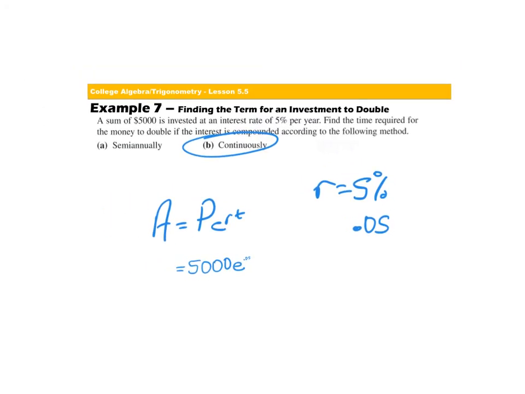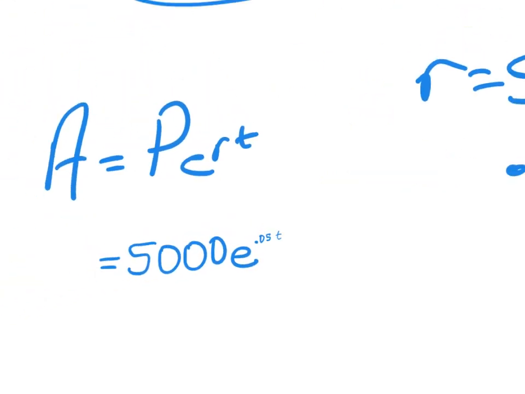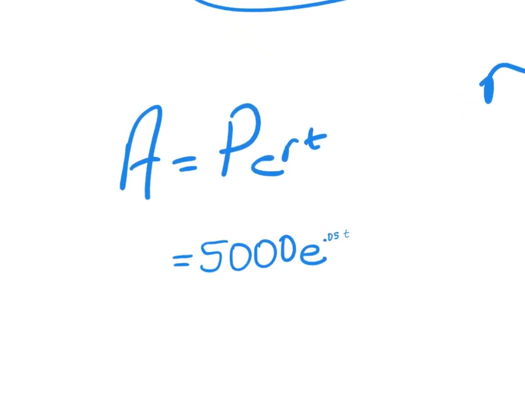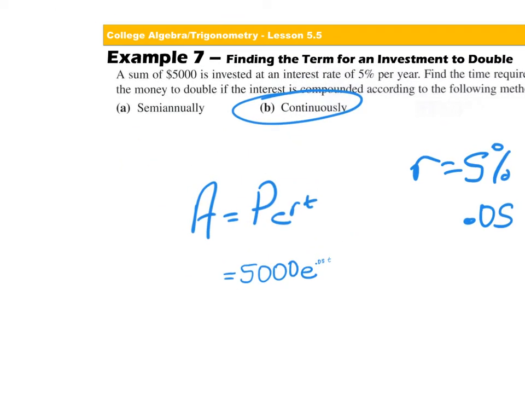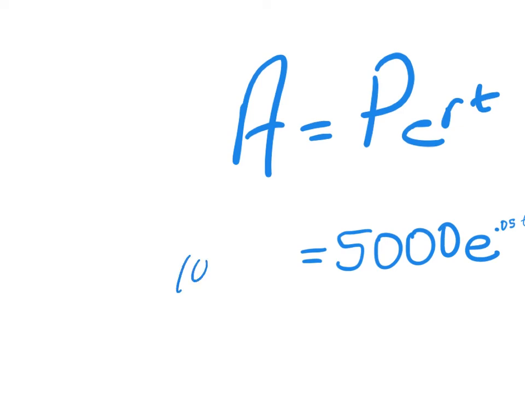What am I looking for? Time. I'm looking for something in the exponent. What is this going to be equal to? 10,000. Where did you get 10,000 from? Where the money is doubled. Look, they're asking for the money to be doubled. Do you guys see that? That's why you get 10,000 over here.